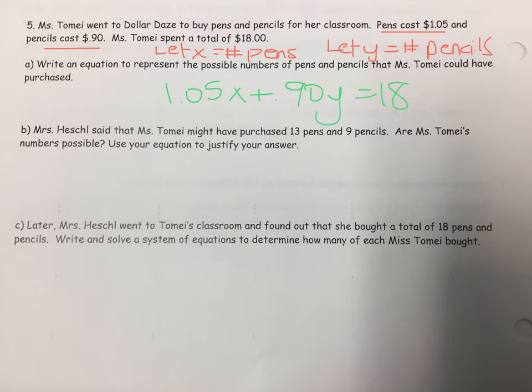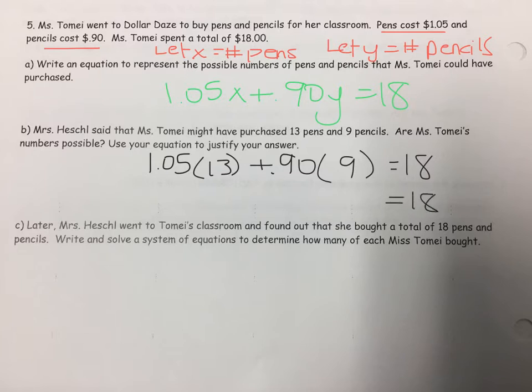Now, Miss Heschel butts in and says that Miss Tomei might have purchased 13 pens and 9 pencils. Are Miss Heschel's numbers possible? Use your equation. So that means use the equation you just made, and you're going to substitute in the values. So I'm saying, are the 13 pens and 9 pencils? Well, let's see. That has to equal 18, does it? It's actually equal to $21.75, which is not equal to 18, so it's not possible.